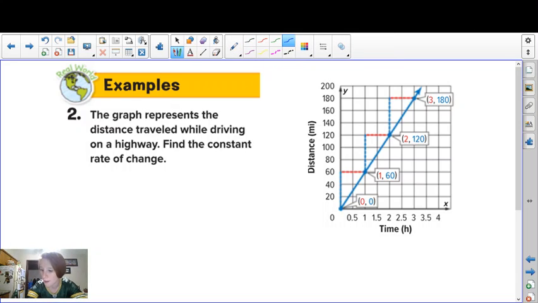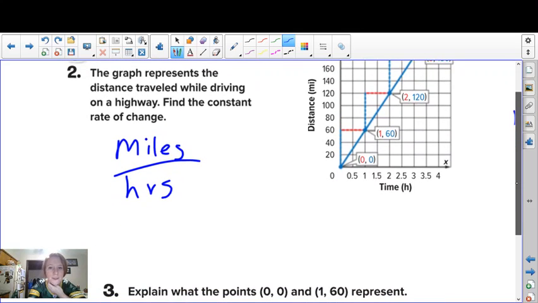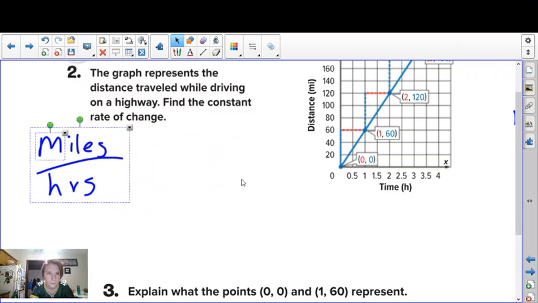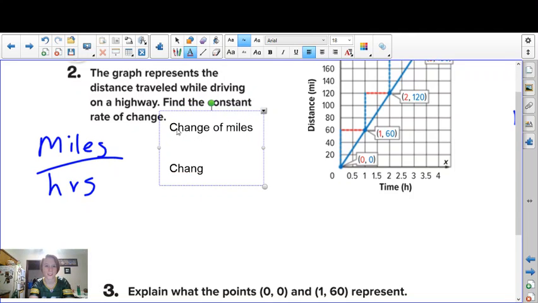There we go. I want to go miles over hours. And since I'm constantly changing, I want to do, oof, I didn't give myself a lot of room on this, I want to do the change of miles over the change of hours.